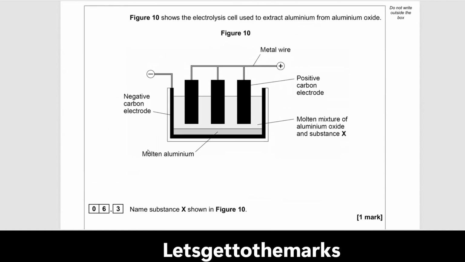6.3, we've got figure 10 shows the electrolysis cell used to extract aluminium from aluminium oxide. So we've got these three electrodes. Don't forget to pause the video, have a go on a bit of paper, guys. Name substance X. Okay, I'm going to go through it. So metal wire here, positive. These are the positive carbon electrodes made of carbon or graphite. And this is the negative carbon electrode. And then what happens is the aluminium oxide is poured in here, and then the molten aluminium ions obviously get attracted to the negative and they fall down here. And the oxygen goes up here because oxide ions are negative with a 2 minus charge. They go and react with the positive carbon electrode and are dispersed there.